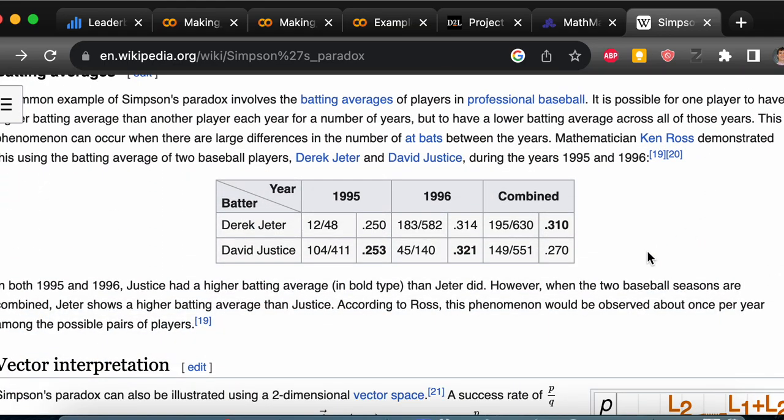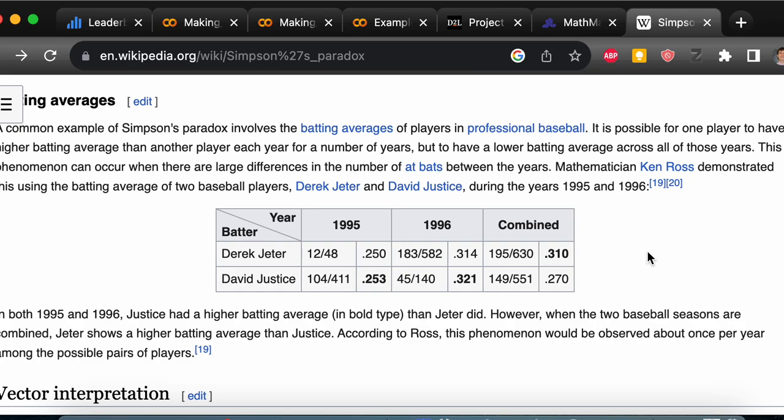Here's another example, and there's more like this. There's some with baseball. Here's a really interesting one. Derek Jeter and David Justice, I guess, are baseball players. In 1995, David Justice had a better batting average. He was a better batter than Derek Jeter. In 1996, David Justice was a better batter than Derek Jeter. He had a higher batting average. If you combine them, then Derek Jeter is better. So wait, in 1995 I was better, in 1996 I was better, overall who was better? The other person.